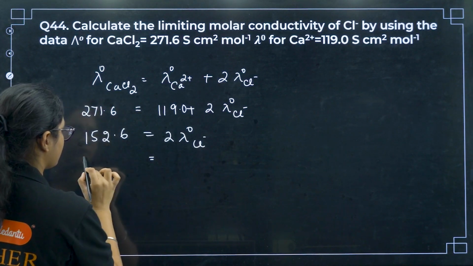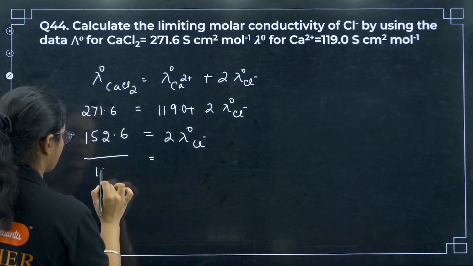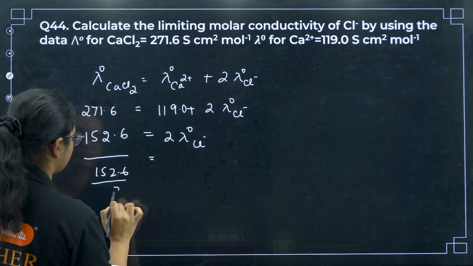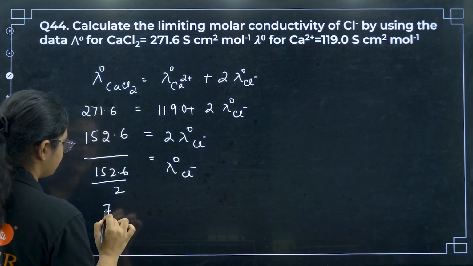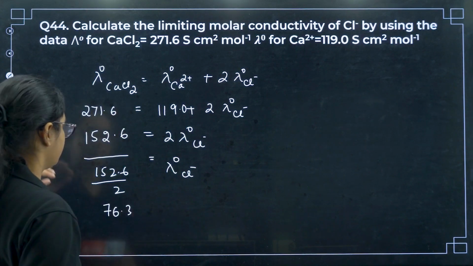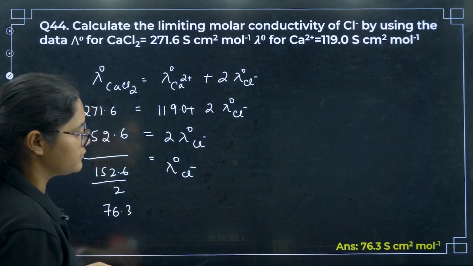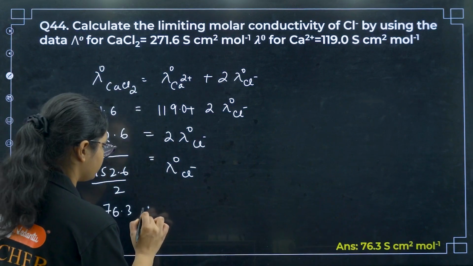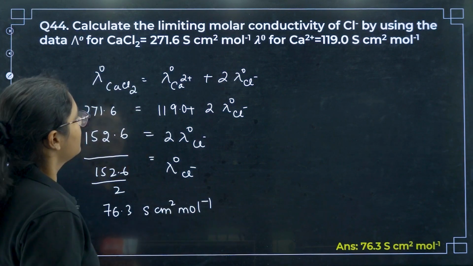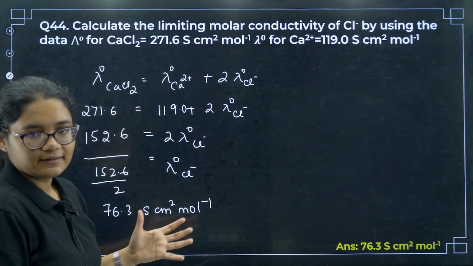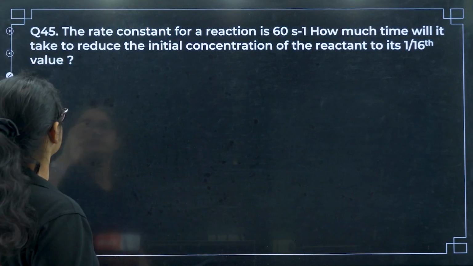So, for one Cl minus I have to do 152.6 divided by 2, so I will get 76.3. Okay, so you can write the answer as 76.3, with unit S centimeter square mole inverse, whatever is given here. Right, this is also a very simple and easy question.